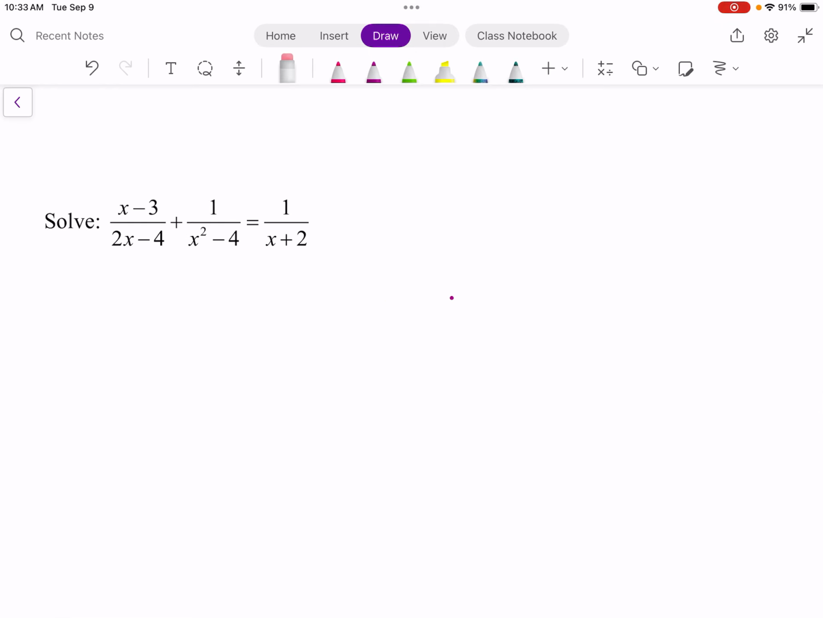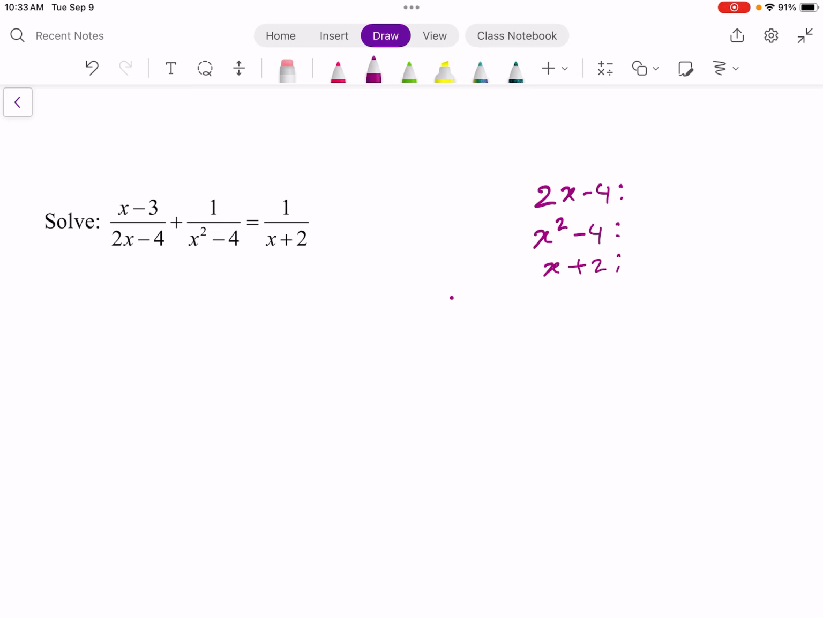So first denominator we have 2x minus 4. Second denominator x square minus 4. Third denominator x plus 2. So we have 3 denominators. Now as like the previous example, can you think of an expression that is divisible by each of these denominators? Is it easier for you?